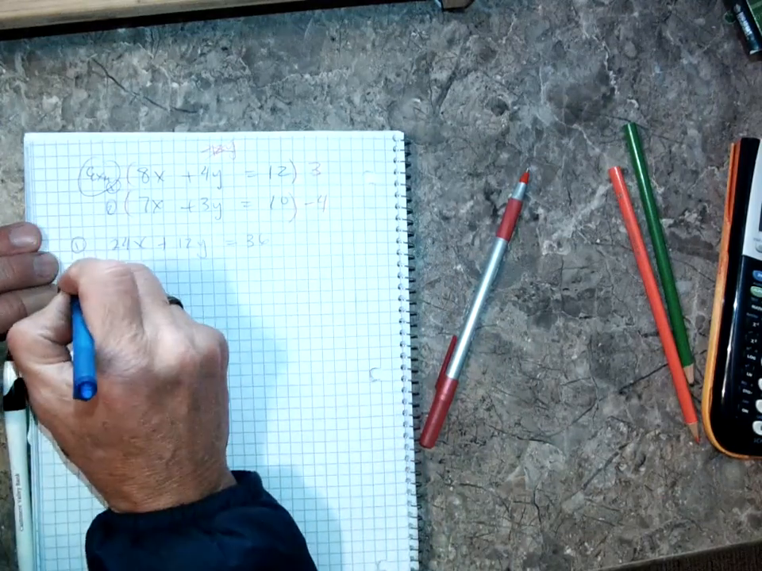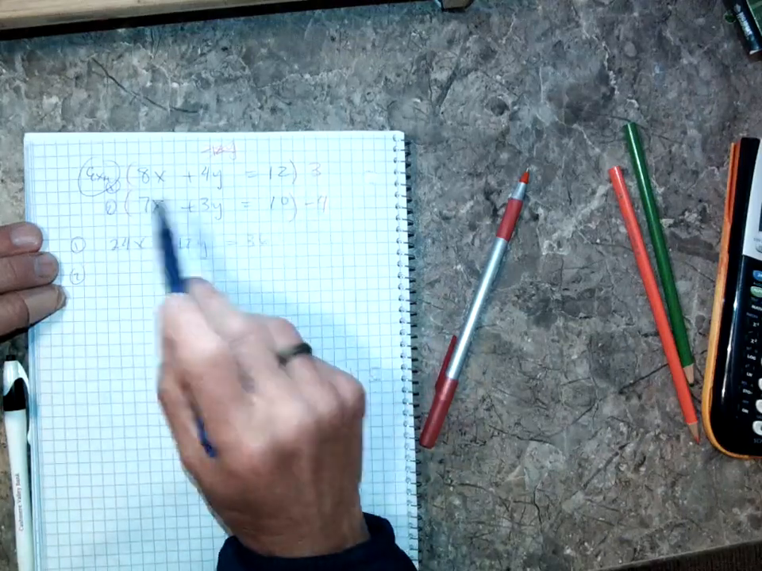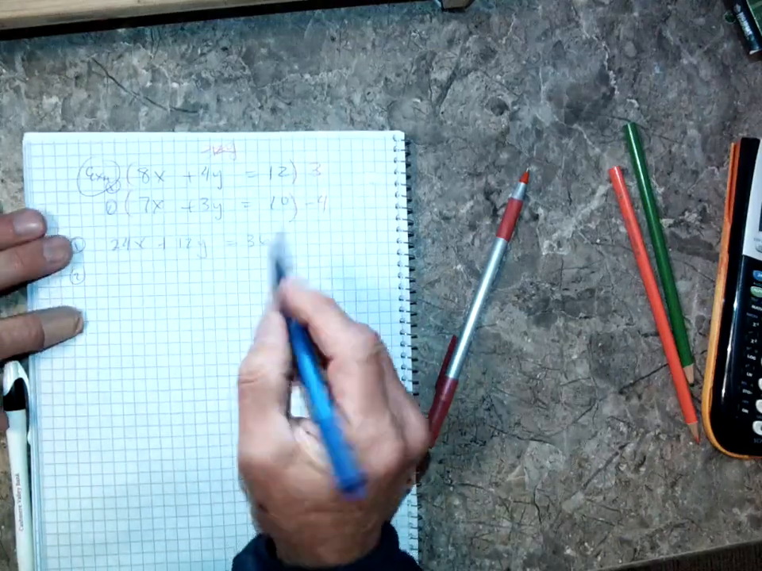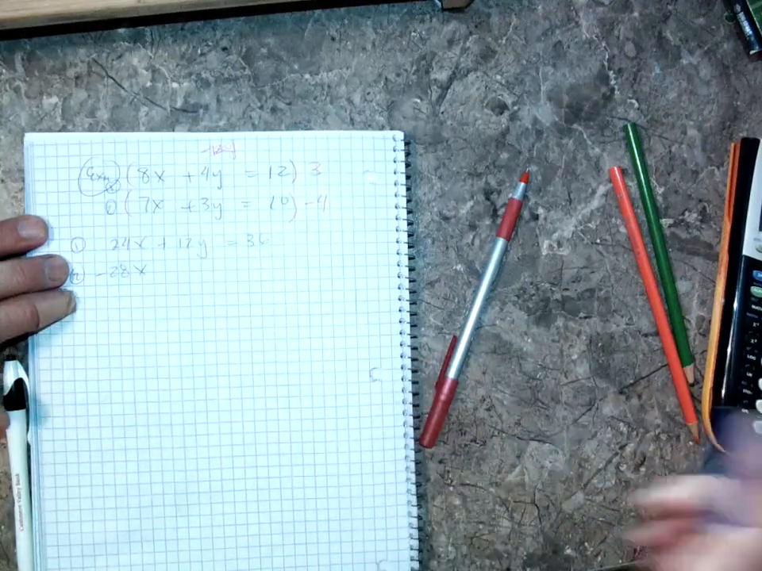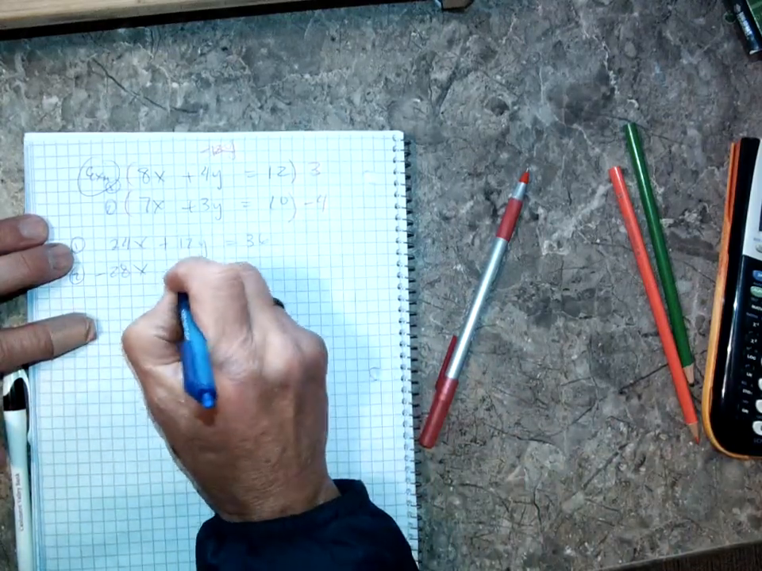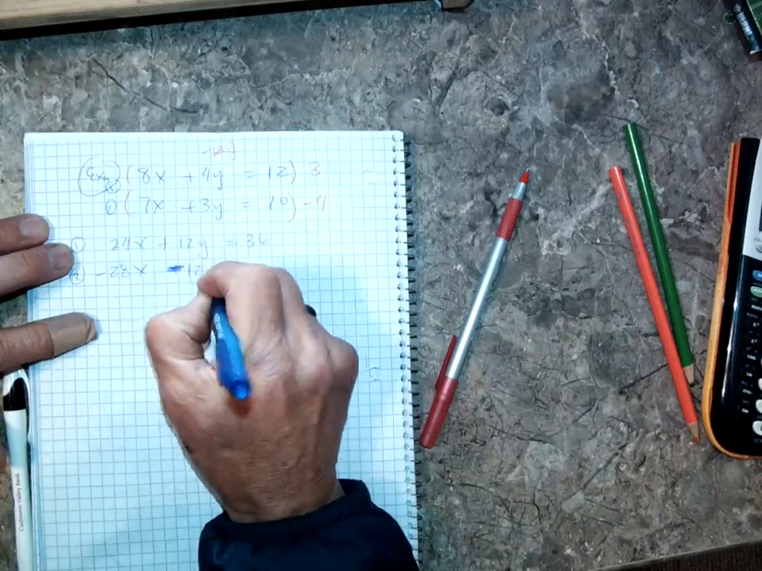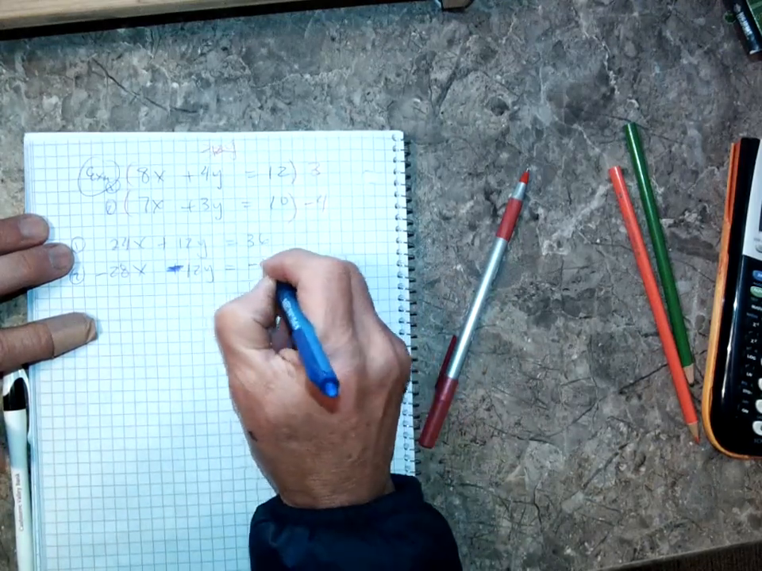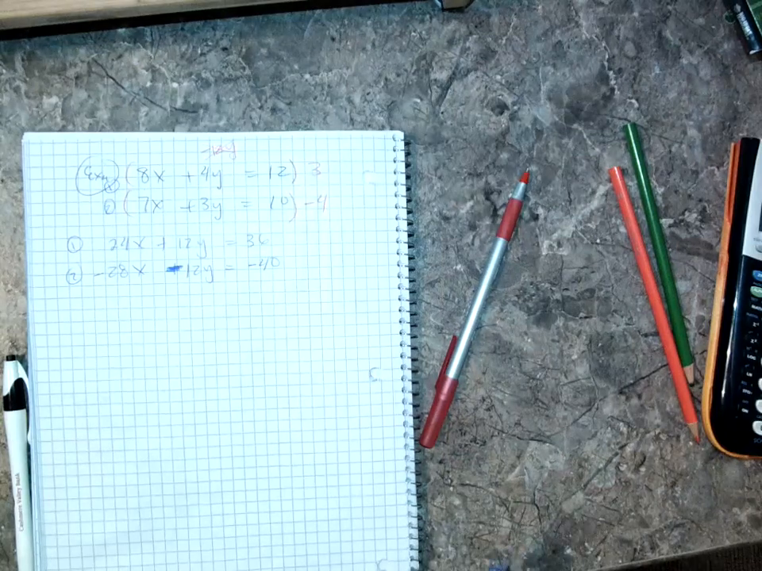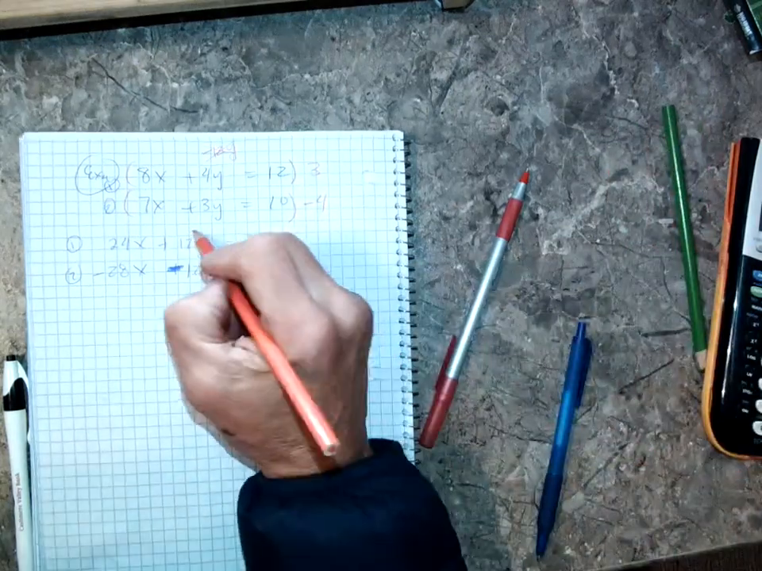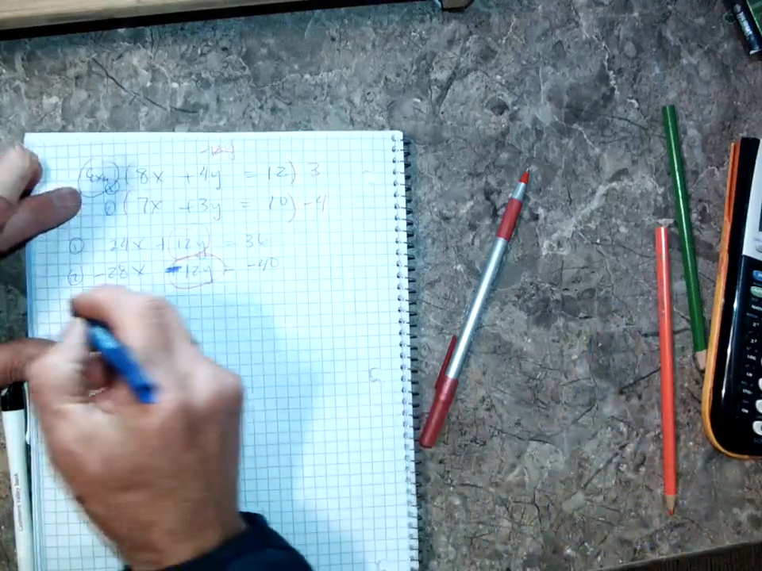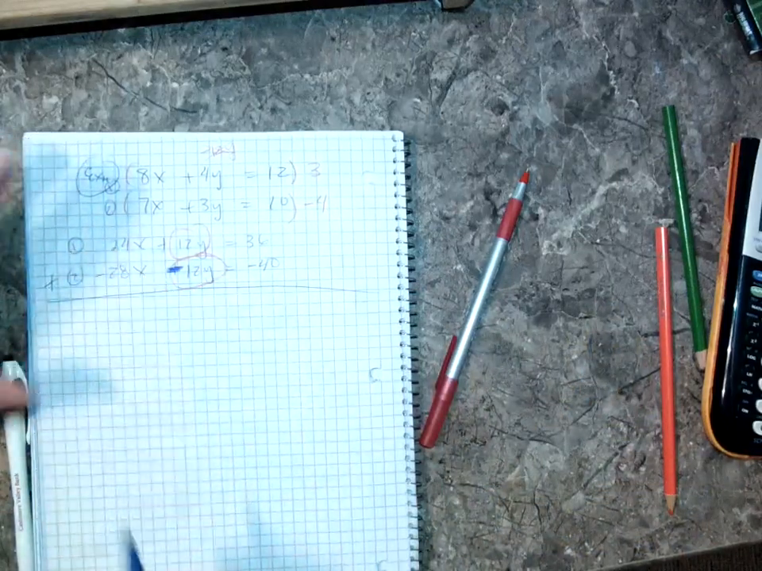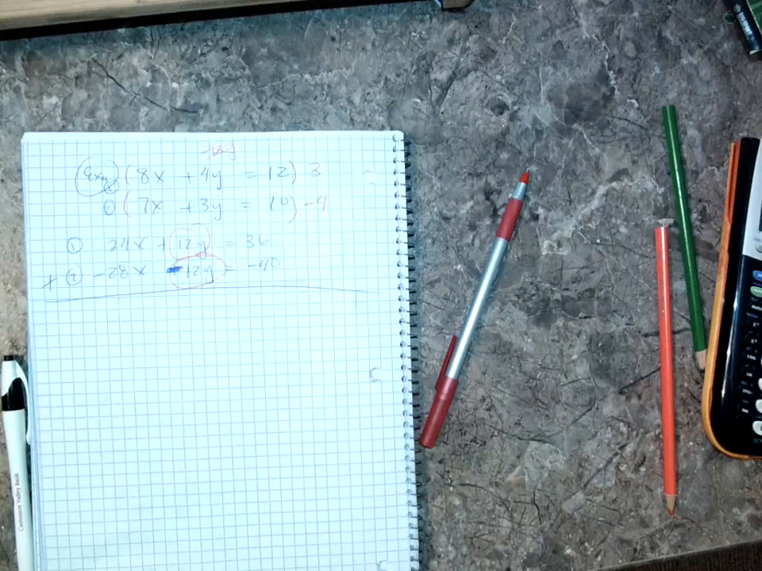Equation 2, let's multiply everything through by negative 4. So I'll get a negative 28x minus 12y equals negative 40. Okay, so what I've done is I've set myself up because now I've got a 12y and a negative 12y. They will cancel when I add them. So now I can do this addition. Remember, I like to call this process the multiplication addition method. Okay, so let's do it.